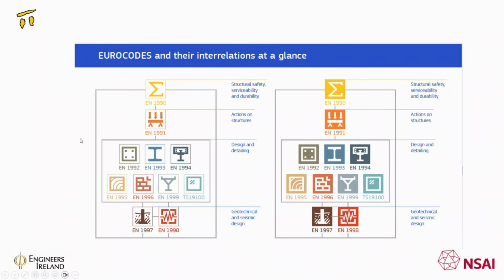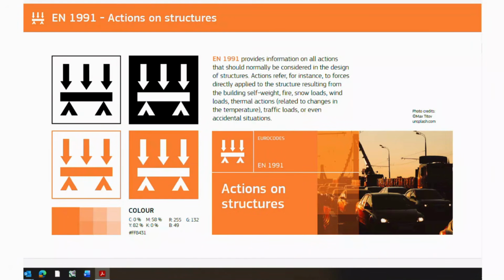EN 1991 is actions and structures. And these are some symbols and color representations given by Europe. But basically what it does is, as it says there, it provides information on all actions that should normally be considered in the design of structures. Actions refer, for instance, to forces applied directly to the structure, resulting from the building's self-weight, from fire, from snow loads, from wind loads, thermal actions, traffic loads, and they also apply to accidental situations. There's also temporary actions, during execution and so on. So they're what we're dealing with today.